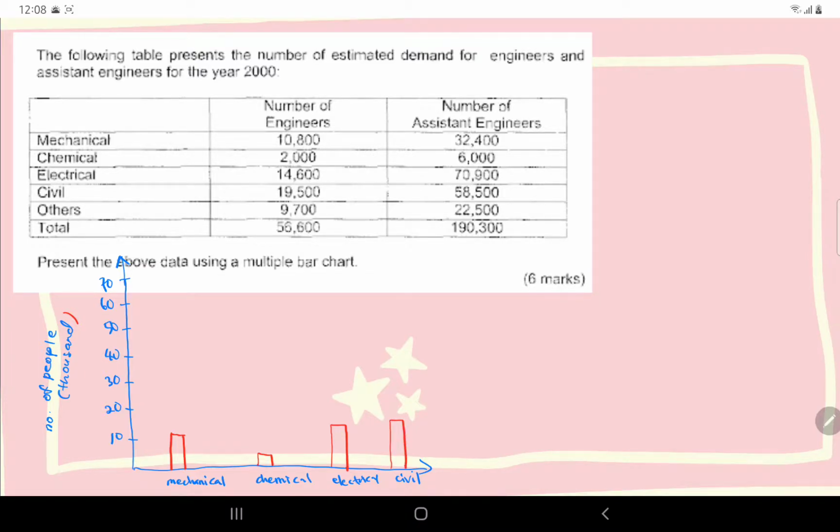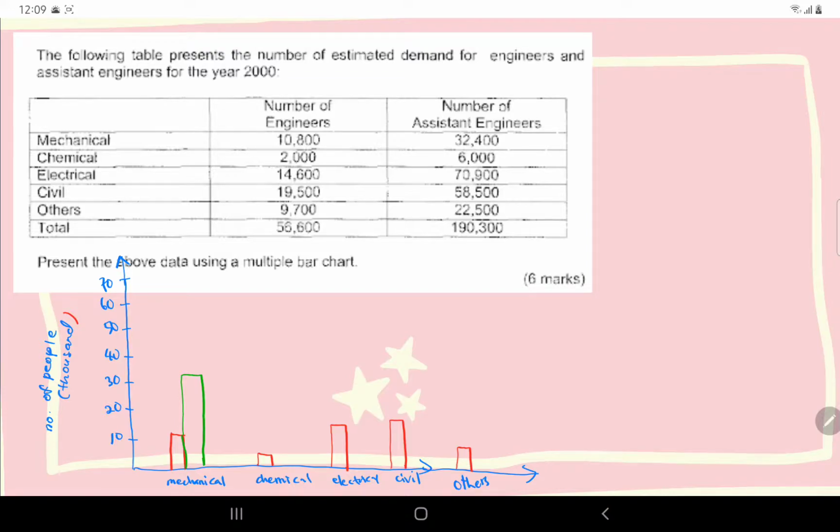And then for others is 9,700. Okay, roughly around here. And then I will use a green color for the number of assistant engineers. Okay, in mechanical, the number of assistant engineers is 32,000. Okay, 32 is right here, 32.